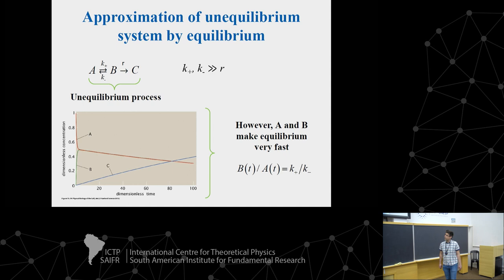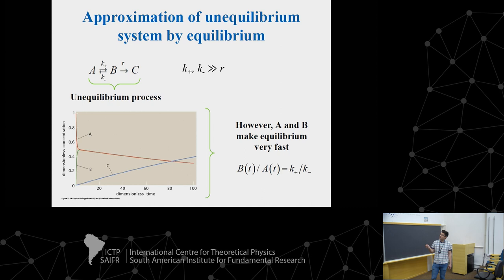So let me say that we have a reaction like this. You see, A goes to B with rate K plus, B goes to A with rate K minus. So this is a reversible reaction. But then we also have B going to C with rate R. So this reaction is irreversible.